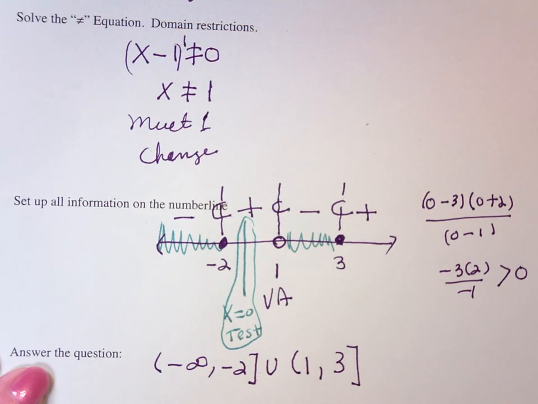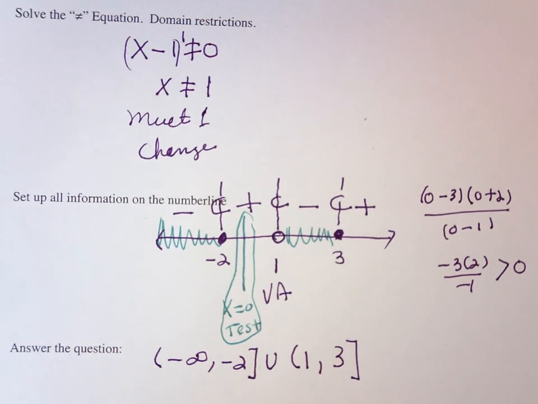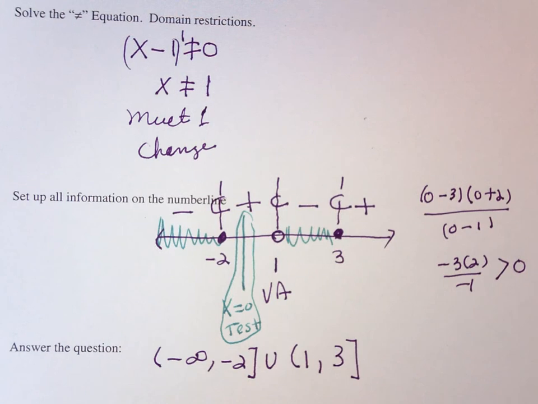VA is not always an open dot, or is it? VA is always an open dot because it's a domain exclusion. That's what I thought. Yeah. So it's a domain exclusion, so it's always open. You can become very fast at these.